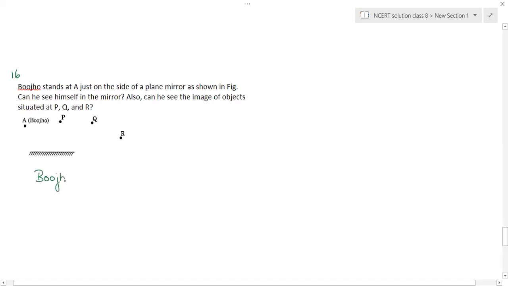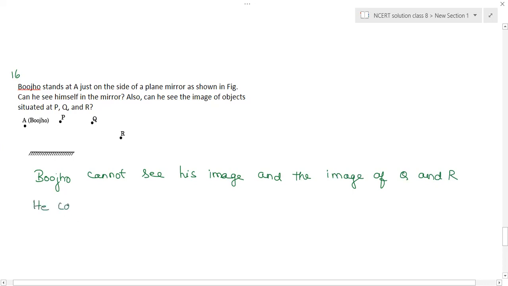Bujo cannot see his image and the image of Q and R, because Q and R. Okay. He can only see the image of P.